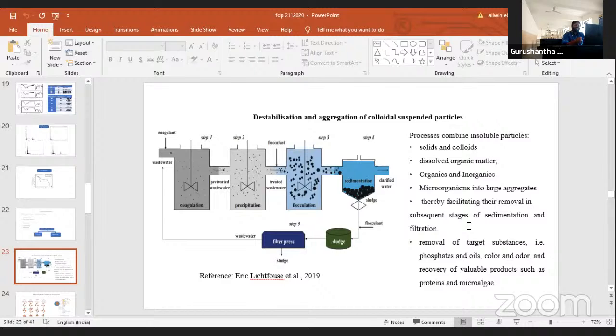The very important point is that we can settle them by changing the surface charge of the particular molecule with the help of these coagulants and flocculants. From this schematic representation, we can clearly observe that initially we add the coagulant to the wastewater. Generally we add metal salts, for example aluminum chloride, where Al3+ is the positive metal ion that will try to neutralize the negative surface charge material present there.